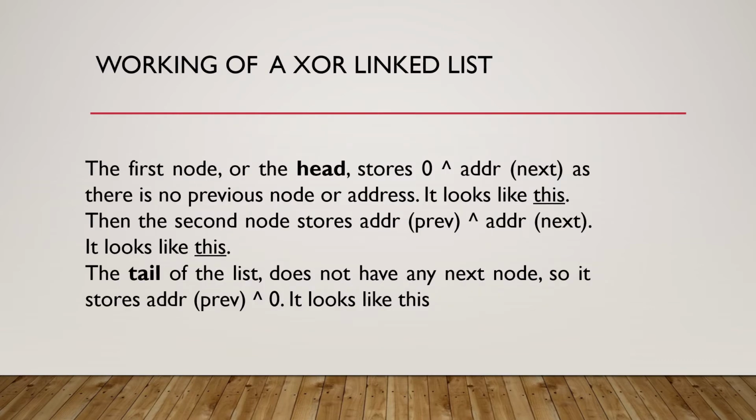Working of a XOR linked list. The first node or the head stores 0 XOR address of the next, as there is no previous node or address. It looks like this. Then the second node stores address of previous XOR address of next. It looks like this. The tail of the list does not have any next node, so it stores address of the previous XOR 0. It looks like this.